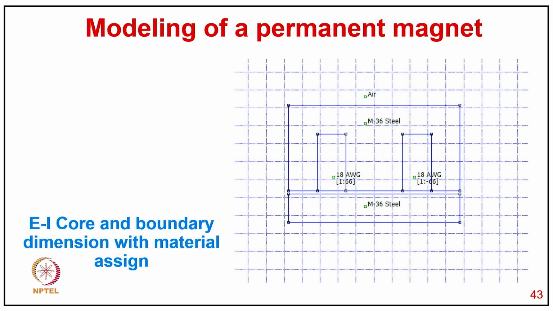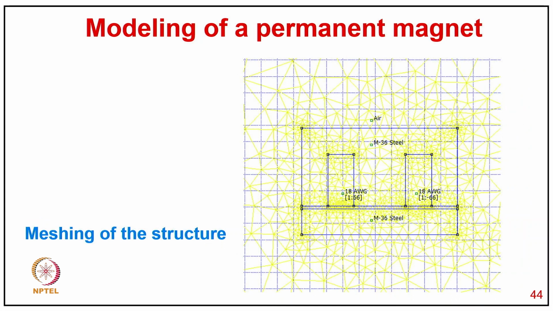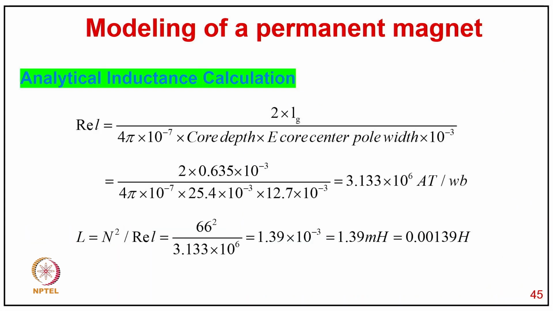And then the EI core and boundary dimension with the magnet assigned, as you can see in the diagram, and the matching of the structure of this EI core. Now coming to analytical reluctance calculation. Reluctance is equal to Lg upon 4π into 10 power minus 7 into core depth into E core center pole width into 10 power minus 3. Putting in the values, it comes to 3.133 into 10 power 6 ampere-turns per Weber, and L equals N square upon reluctance. Putting in the values, it comes to 1.39 millihenry.